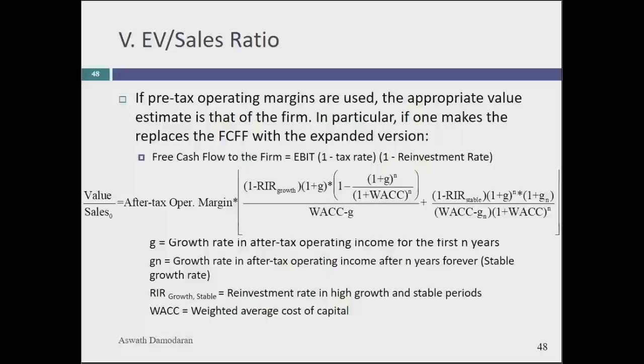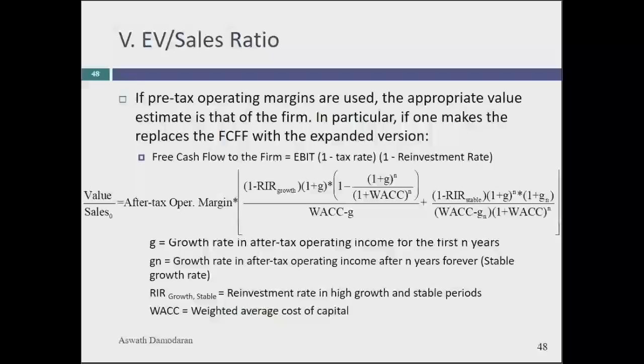EV to sales. By now you know, so I'm not going to go through the mechanics. I took an EV, I divide both sides, and I have the variables that drive EV to sales: after-tax operating margin. Every time I introduce a multiple, there's a variable that pops up with that multiple. Price to book is return on equity. With EV to invested capital, it's return on capital. EV to sales, it's after-tax operating margin. I call these variables companion variables.